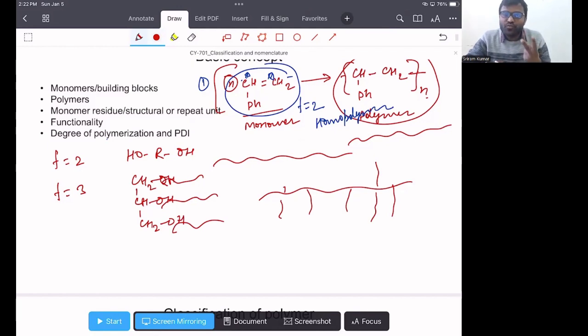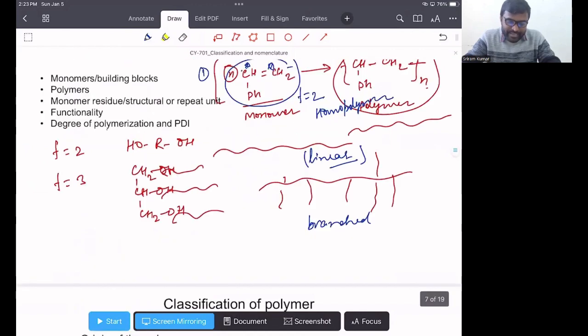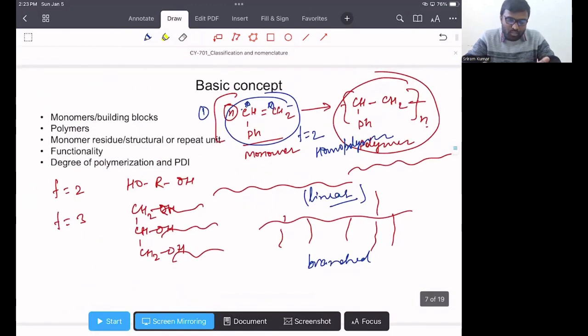So if you have this two functionality, in that case, you have the linear polymer. And if you have the three functionality, in that case, you will have the branched polymers. You have these branched polymers, and here you have the linear polymer. That is based on the different functionality of the monomer, right? Okay. So we understand the monomers, polymers, and the repeat unit and the functionality.